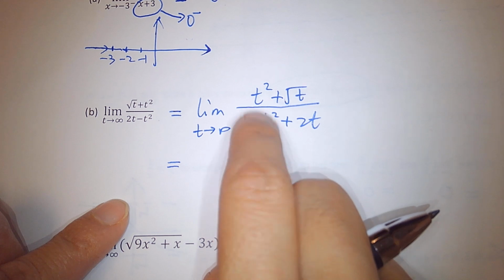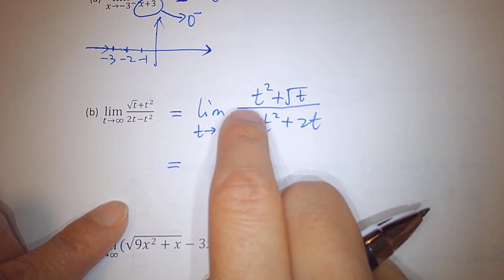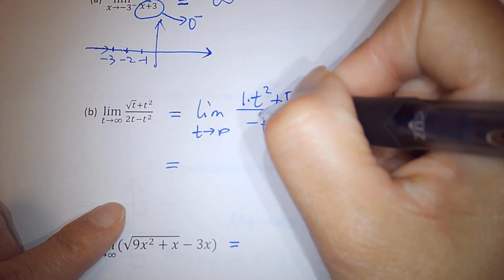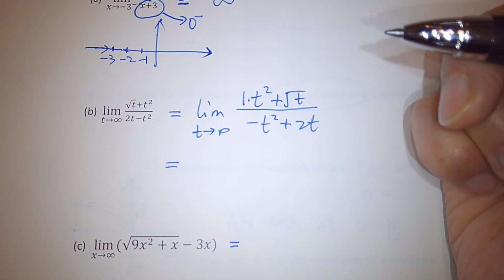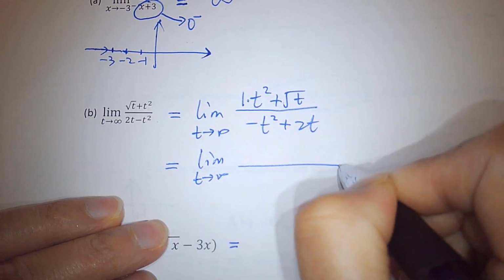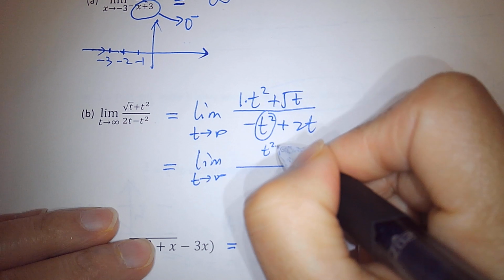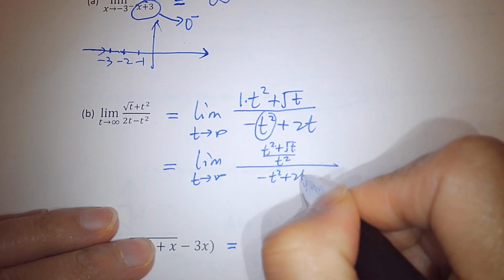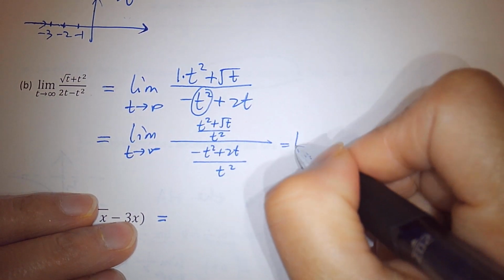Both top and bottom have the same highest power, so the limit will be what? 1 over -1 gives us what? -1. Or, if you're not comfortable with that, do it in detail. Divide by t squared from both top and bottom: t squared plus square root of t divided by t squared, negative t squared plus 2t divided by t squared, and see whether we have the same answer or not.